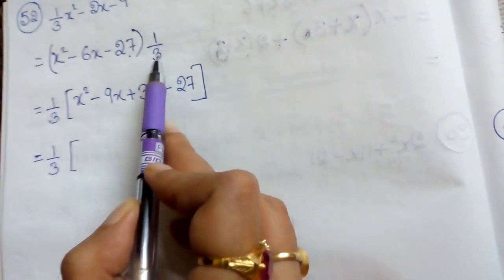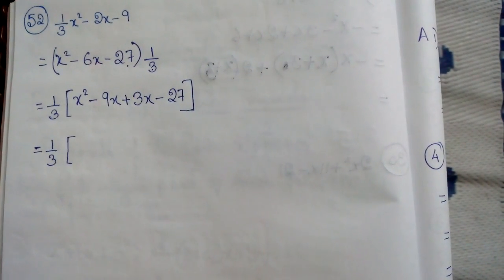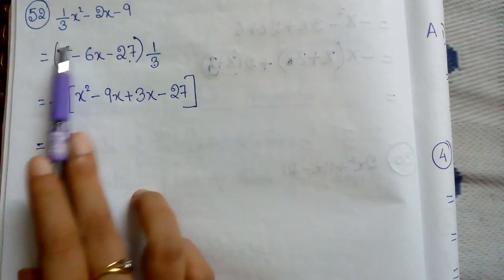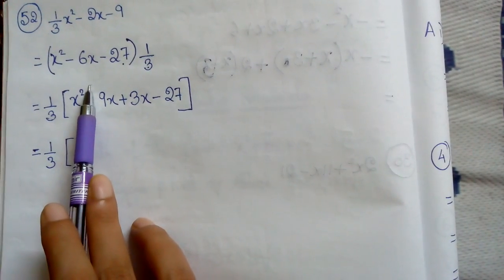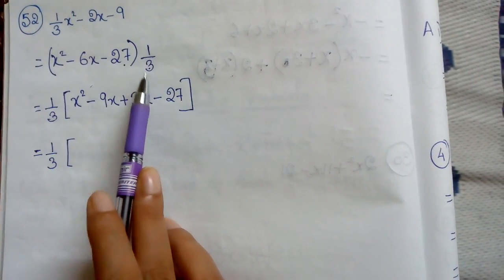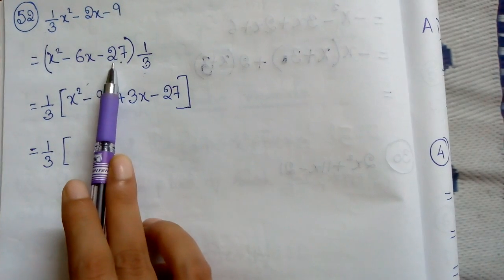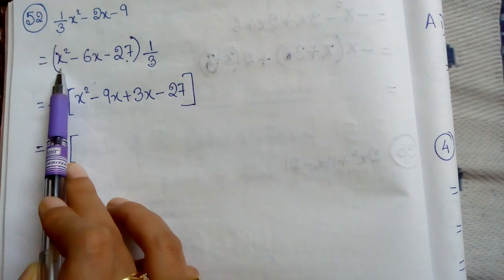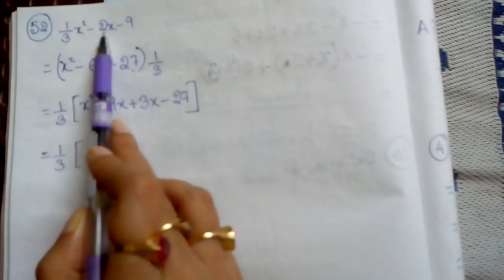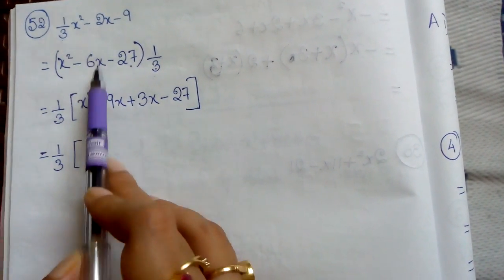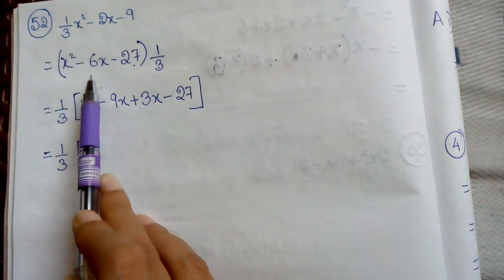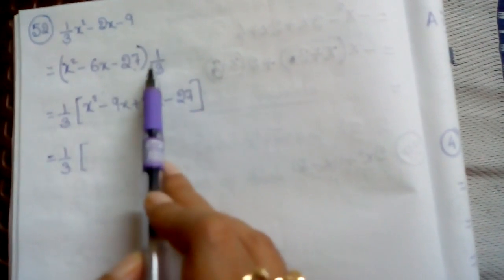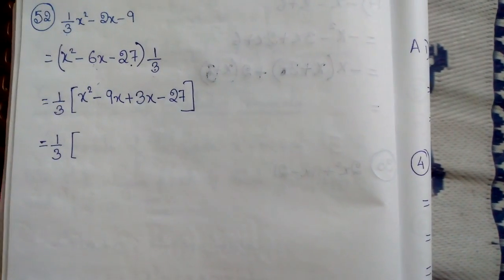Actually over here I have taken 1 by 3 as common, so that I can do this portion as middle term factor. And since I have taken 1 by 3 as common, I need to multiply with each and every term. Since 1 by 3 is already present, I have written only x square. But over here any 1 by 3 term is not there, so I have multiplied 3 with 2 and I have got 6x. Similarly I have multiplied 9 with 3 and I have got 27.